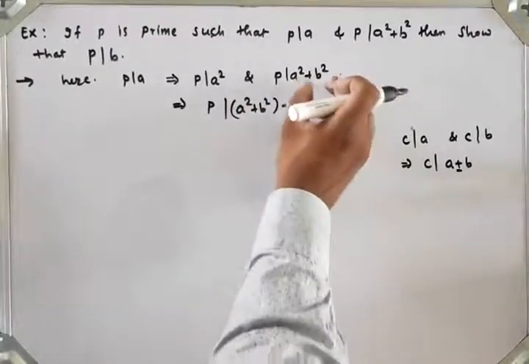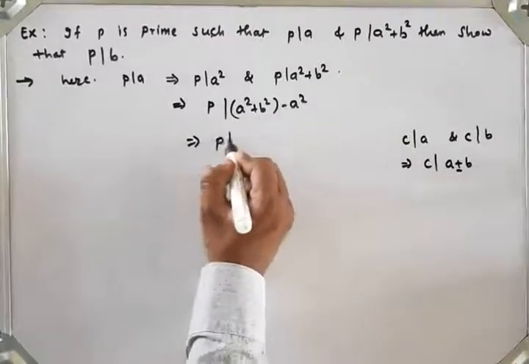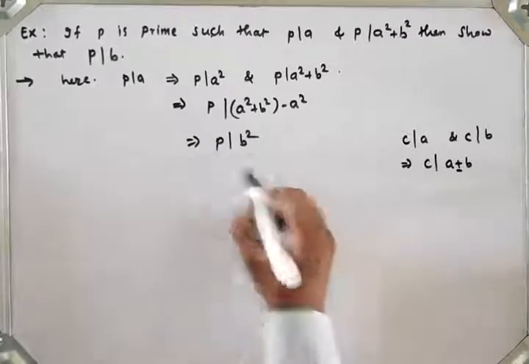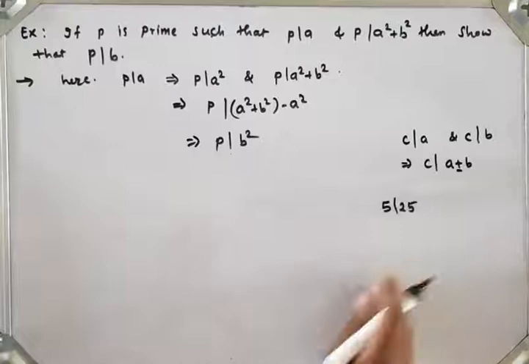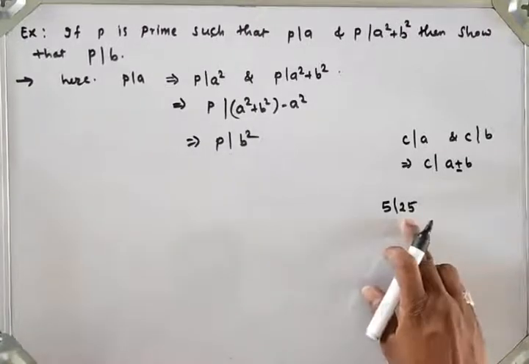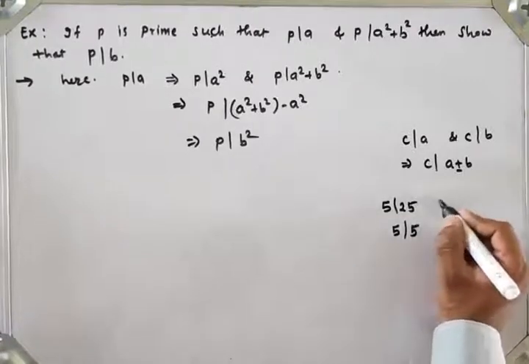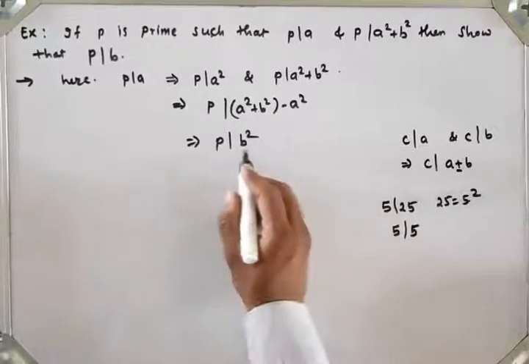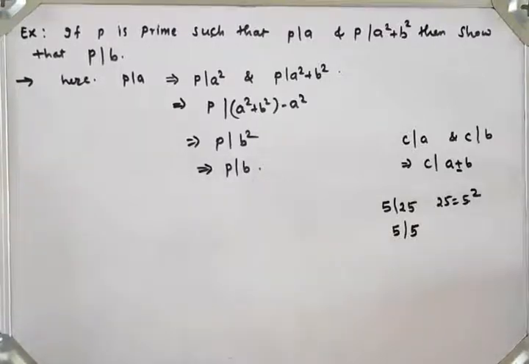So p also divides the subtraction of these two, meaning a square gets cancelled, so p divides b square. Here p is a prime number, so 5 divides, suppose b square is nothing but a prime number squared. Here 5 divides 25, meaning 5 divides 5 squared, because 25 is 5 square, so 5 divides 5. So p divides b square, then we say that p divides b.